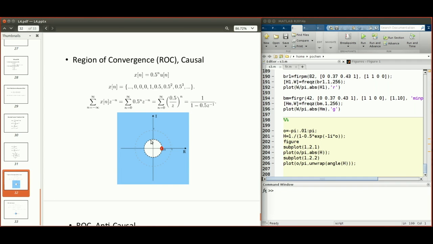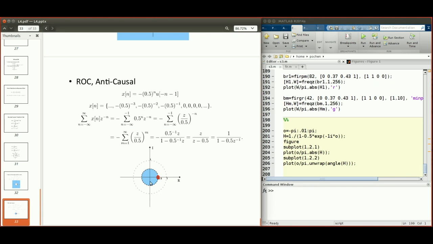For this particular case, the region of convergence is all the blue regions here, and the white region is exactly the blue region of the other case. And the pole is here. The boundary of the region of convergence goes through this pole. But for this particular case, the unit circle, this dashed line, is not contained in the region of convergence. It's actually outside of the region of convergence for this example.